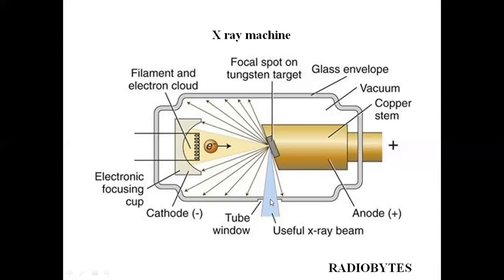And you will have aluminum filters here in order to filter the low energy electrons, and only the useful high energy electrons come out as a diagnostic X-ray beam. That is what is given here as the useful X-ray beam. So this forms the picture of an X-ray machine.